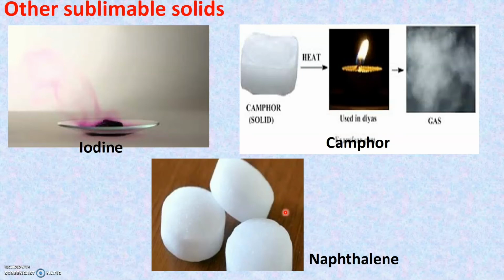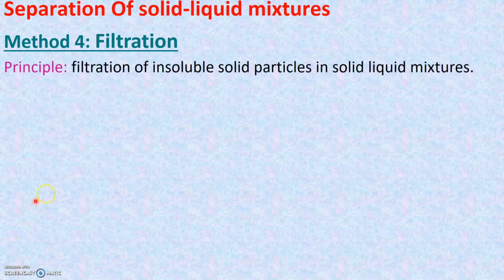Now, let us see what are the methods of separation involved in case of a solid-liquid mixture. The first method of separation is filtration. This method of separation for a solid-liquid mixture can be used only when the solid particles are insoluble in the liquid. Therefore, this method of separation is based on the principle of filtration of insoluble solid particles in solid-liquid mixtures. Now, let us see what is the technique involved in this method of separation.